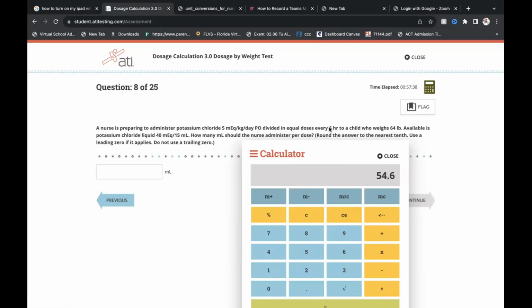Now, never forget about the time. It needs to be divided in equal doses every 6 hours. So like I said before, if there's 24 hours in a day and we're doing it every 6 hours, 24 divided by 6 gives you 4. So we're going to divide this by 4 because it's going to be administered 4 times a day. And it gives you 13.65. It says round to the nearest 10th, so 13.7.